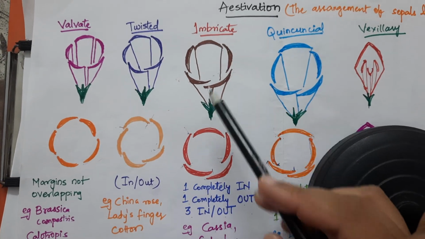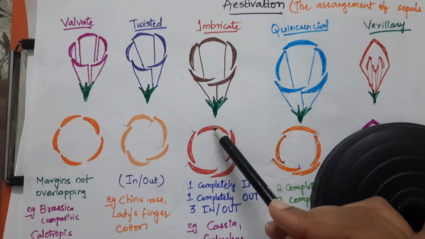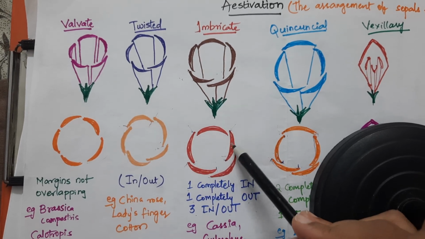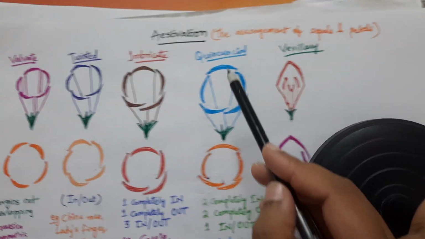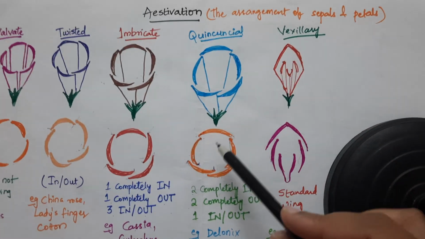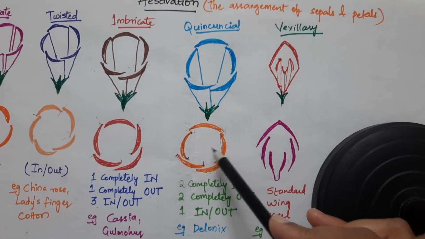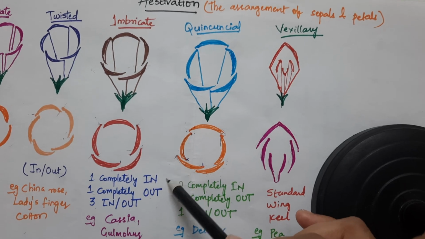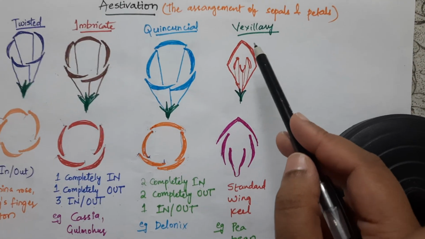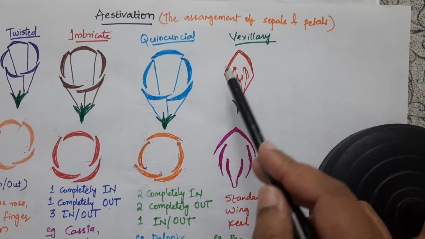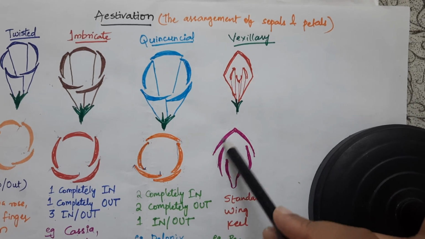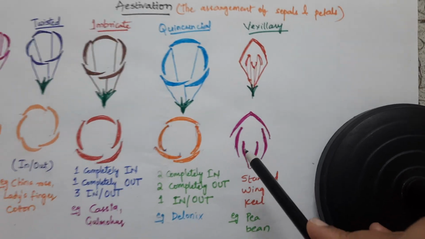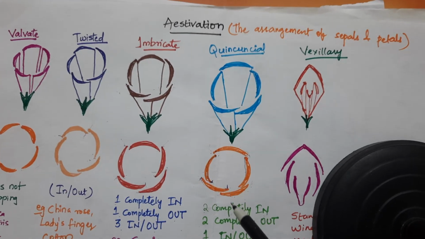In imbricate, one petal is completely in, one is completely out, and three petals are showing in-and-out condition. Whereas in quincuncial, two are completely in and two are completely out, and the remaining one is in-and-out. Whereas in vexillary, special types of petals are seen, that is the standard petal, wing petals, and the keel petals. So this is all about the estivation.